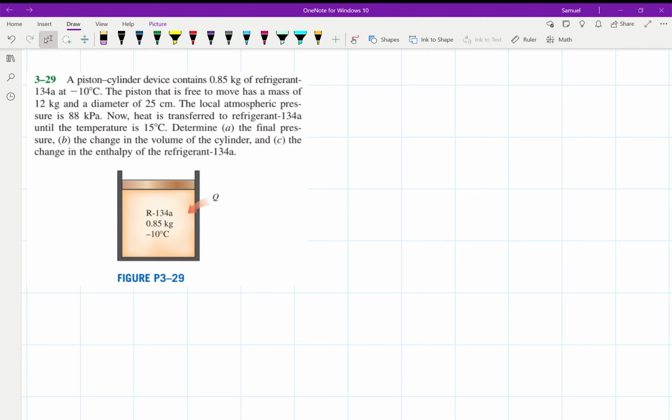Today I'm going to be working through a problem from Chapter 3 of our textbook. This is problem 3-29. I'm going to start by reading the question.